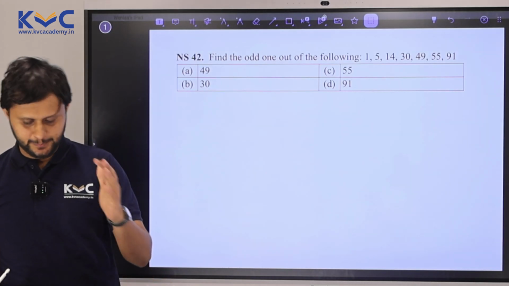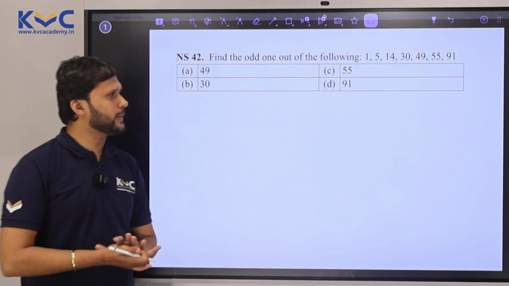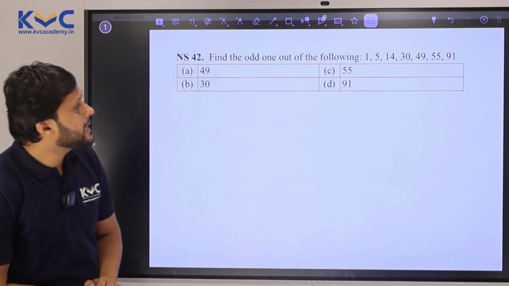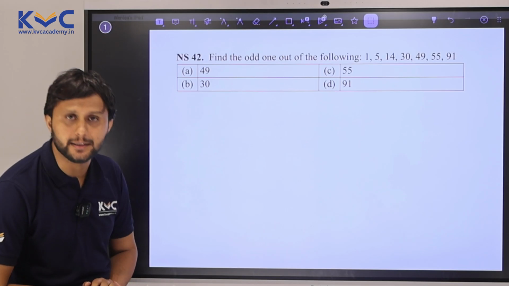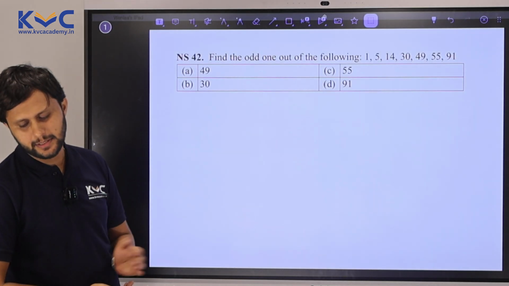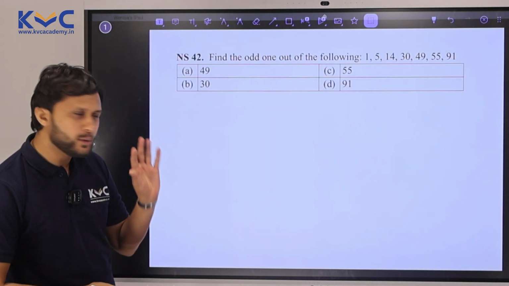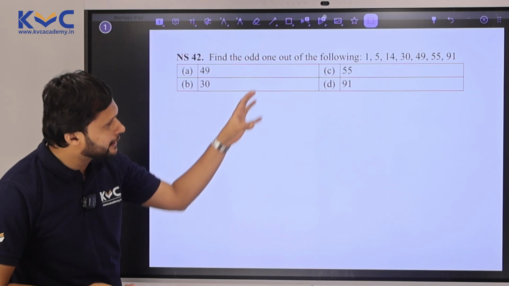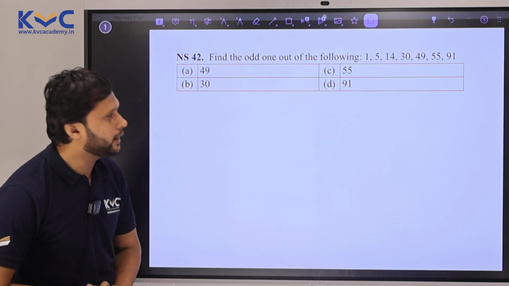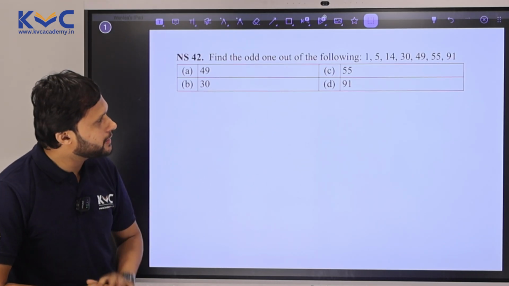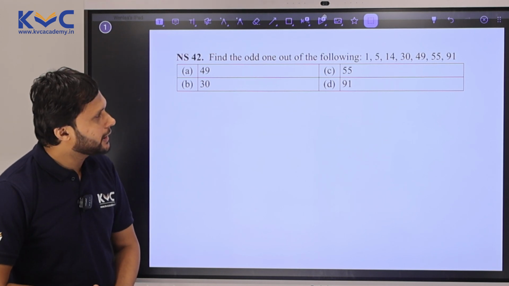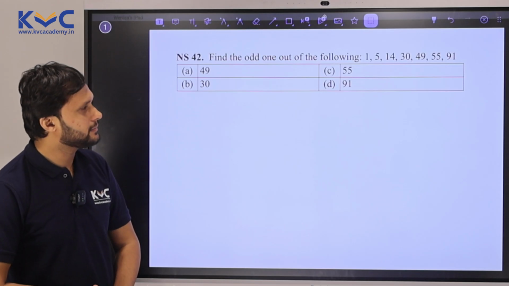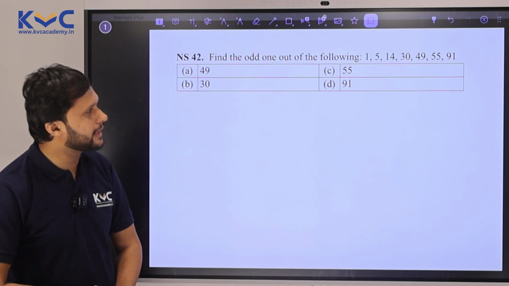Question number 42. Okay, so if you see this sequence 1, 5, 14, and then we have 30, 49, 55 and 91. Correct? So the numbers are jumping. But if you see, there is a little bit of difficulty in finding the odd one out. Like we have ruled out odd numbers, even numbers, prime numbers, all these options are ruled out. I was thinking of squares, but 1 is a perfect square. Other than that, I doubt.